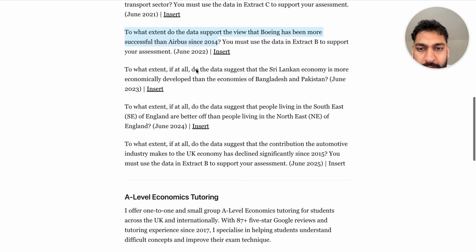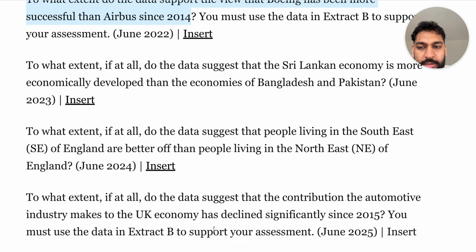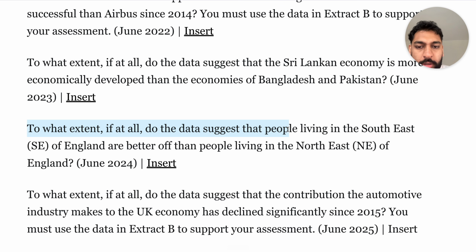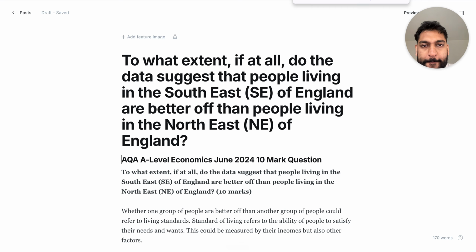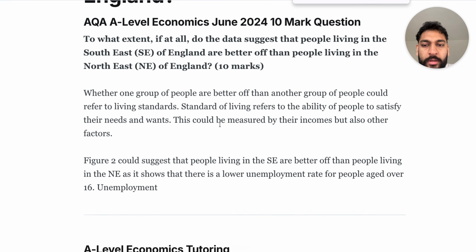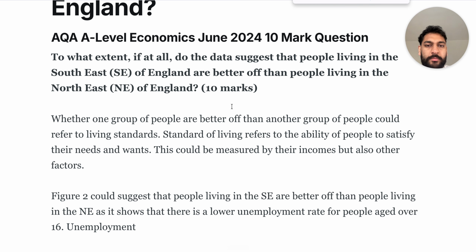So I wanted to look at the 2024 question together. It says, to what extent, if at all, does the data suggest that people living in the southeast are better off than people living in the northeast of England? So I'm going to write my introduction now before reading the extracts, and then we'll look at it together. So I would say something like, the question concerns whether people are better off than another group of people.